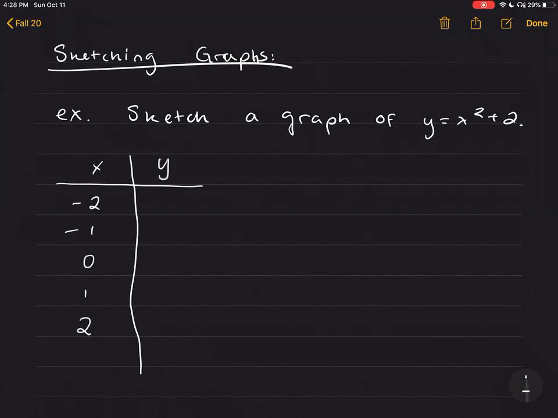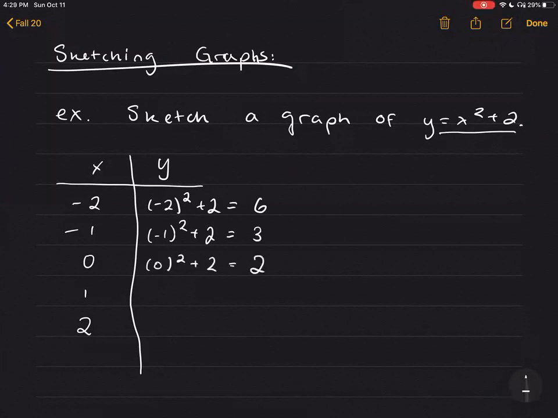And to find what the y value is going to be for those, we're going to take x, plug it into our formula here, and we'll see what spits out for y. So for -2, if we plug that in, we get (-2) squared plus 2. And so -2 times -2 is 4. 4 plus 2 is 6. And then for this one, it's (-1) squared plus 2, which if you do the math is going to be 3. And then this one is 0 squared plus 2, which is just 2. And then 1 squared plus 2 is 3 again, and then 2 squared plus 2 is 6 again.